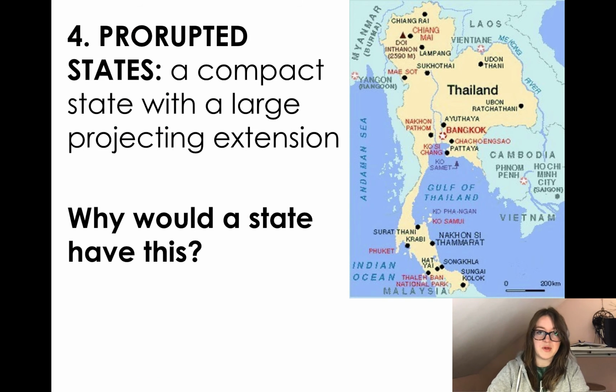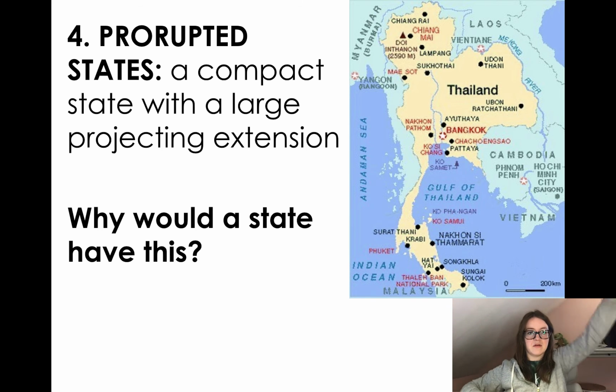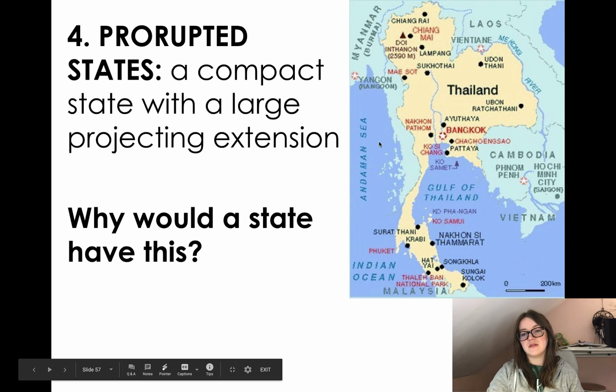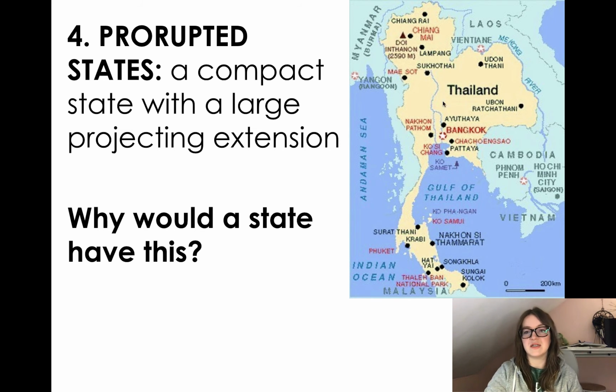A prorupted state is a state with a large projecting extension. I like to think of this as like an erupted state. So if we think about what a volcanic eruption looks like and it sends out these big, long extensions, that's what I think of here. This is called the proruption. So Thailand is a prorupted state. You have this part here that's fairly compact, but then this big long extension.